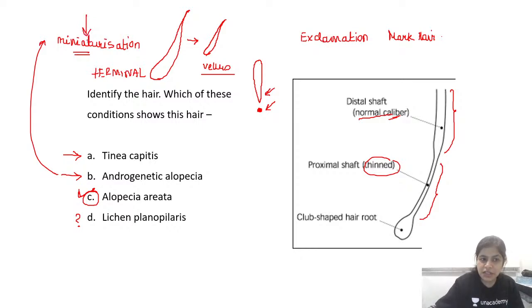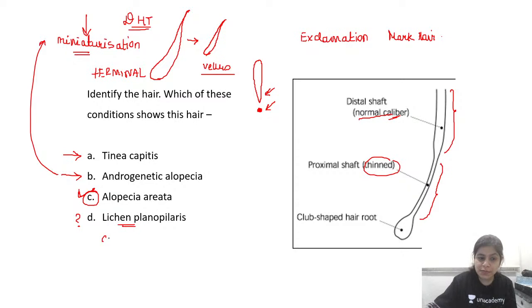And why does this miniaturization occur in androgenetic alopecia? It occurs because of the influence of the hormone dihydrotestosterone. So under the influence of the DHT, the hair which were terminal, thick, dark and deeply rooted convert into hair which are thinner, weaker and more superficially located, and those are nothing but the vellus hair. Okay, so that is what you see in androgenetic alopecia.